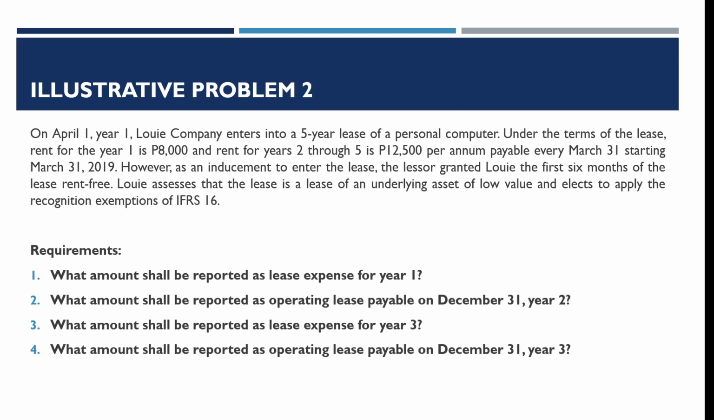Okay, I believe this is the last problem for your Lessee Accounting. On April 1, Year 1, Louis Company enters into a 5-year lease of a personal computer. Under the terms of the lease, rent for Year 1 is 8,000 and rent for years 2 through 5 is 12,500 per annum, payable every March 31 starting March 31, 2019. However, as an inducement to enter the lease, the lessor granted Louis the first 6 months of the lease rent-free. Louis assesses that the lease is a lease of an underlying asset of low value and elects to apply the recognition exemptions of IFRS 16.